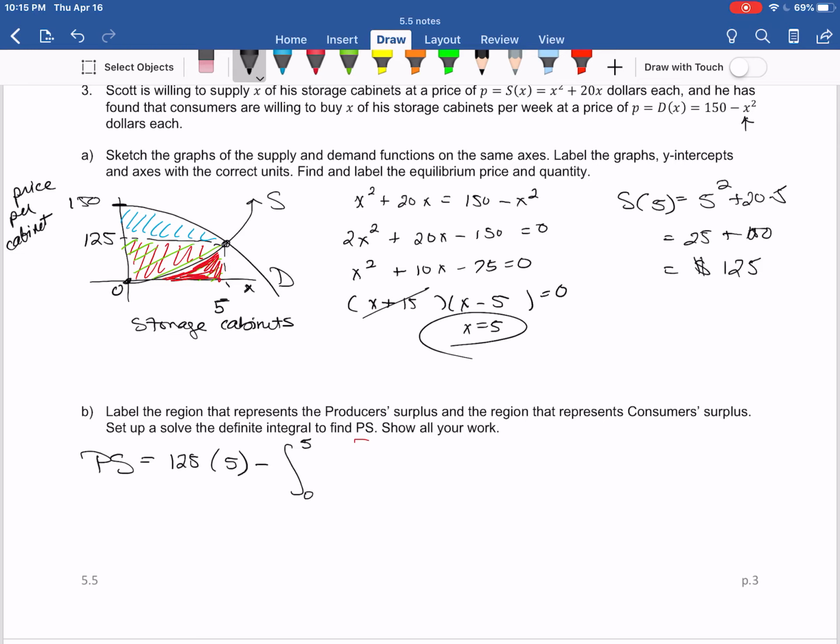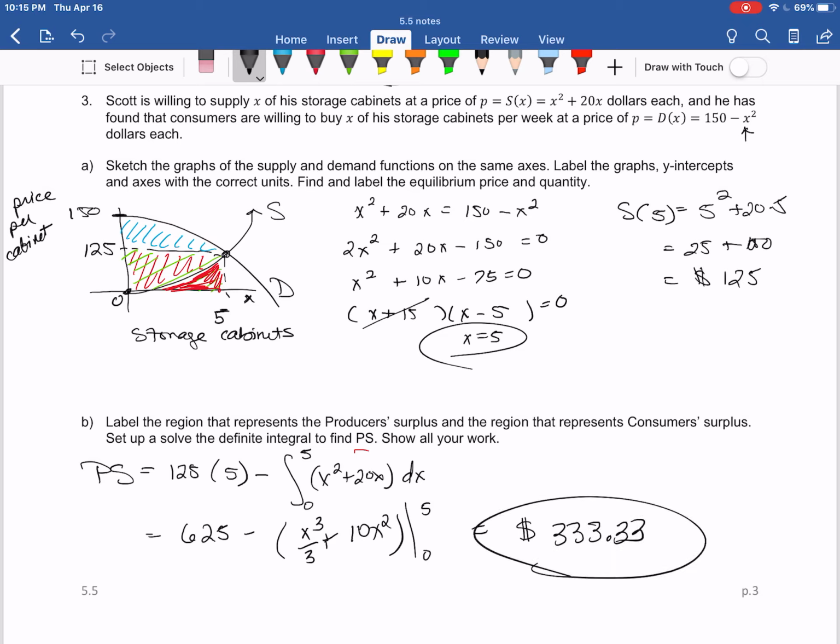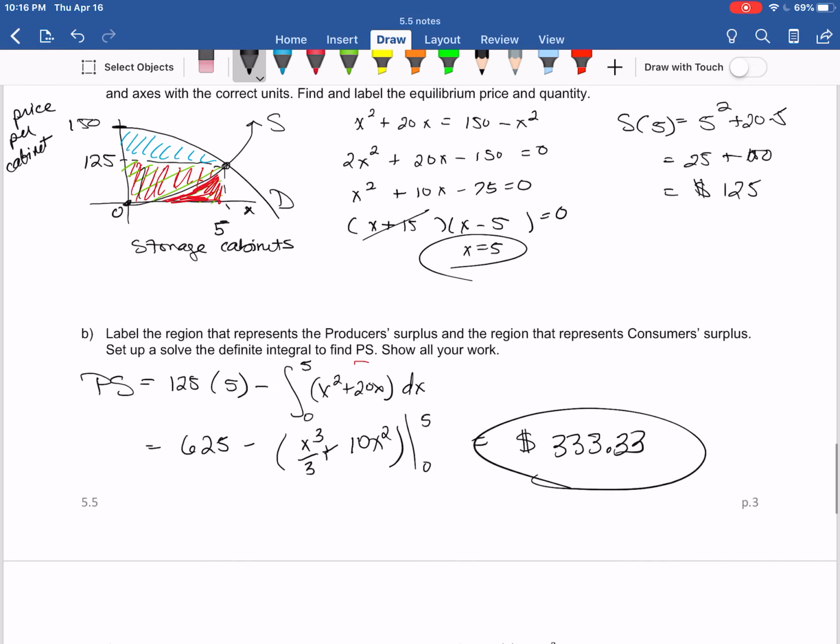The supply, let's see what that equation was. X squared plus 20x with respect to x. And that's going to give you 625 minus x cubed over 3 plus, let's see, 20x squared over 2 is the same thing as just 10x squared because the 2's cancel out, 0 to 5. And work it out. Double check my answer. I got $333.33 for producer surplus, which is this piece.